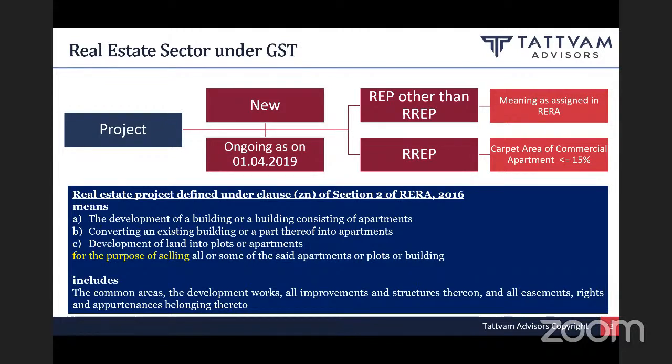Second is REP, that is real estate project other than residential real estate project. REP refers to a project in which commercial area is more than 15%. So in a project, if 50% is residential and 50% is commercial, that is called REP. Similarly, even if 100% is commercial, that is called REP. We will discuss these terms again and again in subsequent slides, RREP and REP. Everyone, please learn and remember this concept.